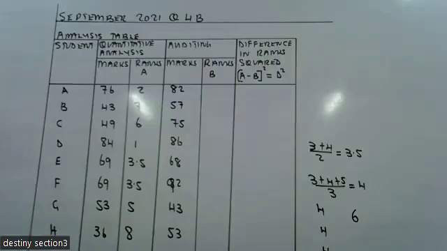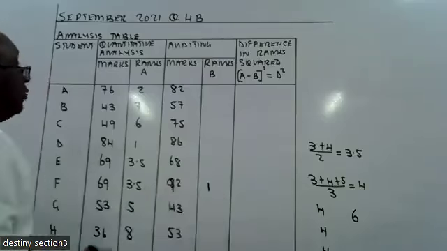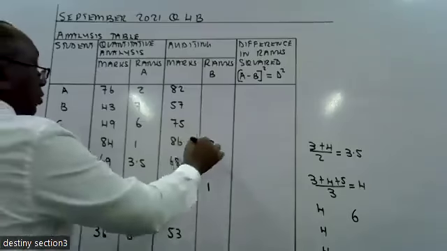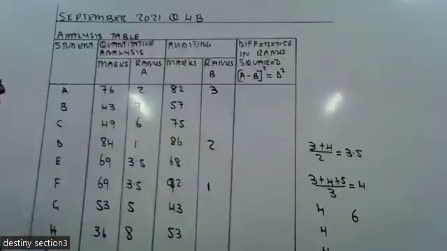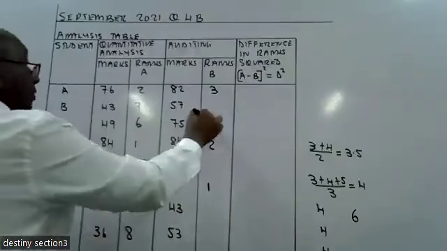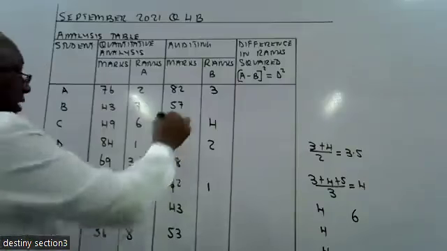Okay, let's go to auditing. We do the same thing. When we go to auditing, the highest is 92, this one. So this is number 1. The fourth one 96, number 2. The fourth one 92, number 3. Number 4 should be 75, yeah? Number 5 is 57, yeah?